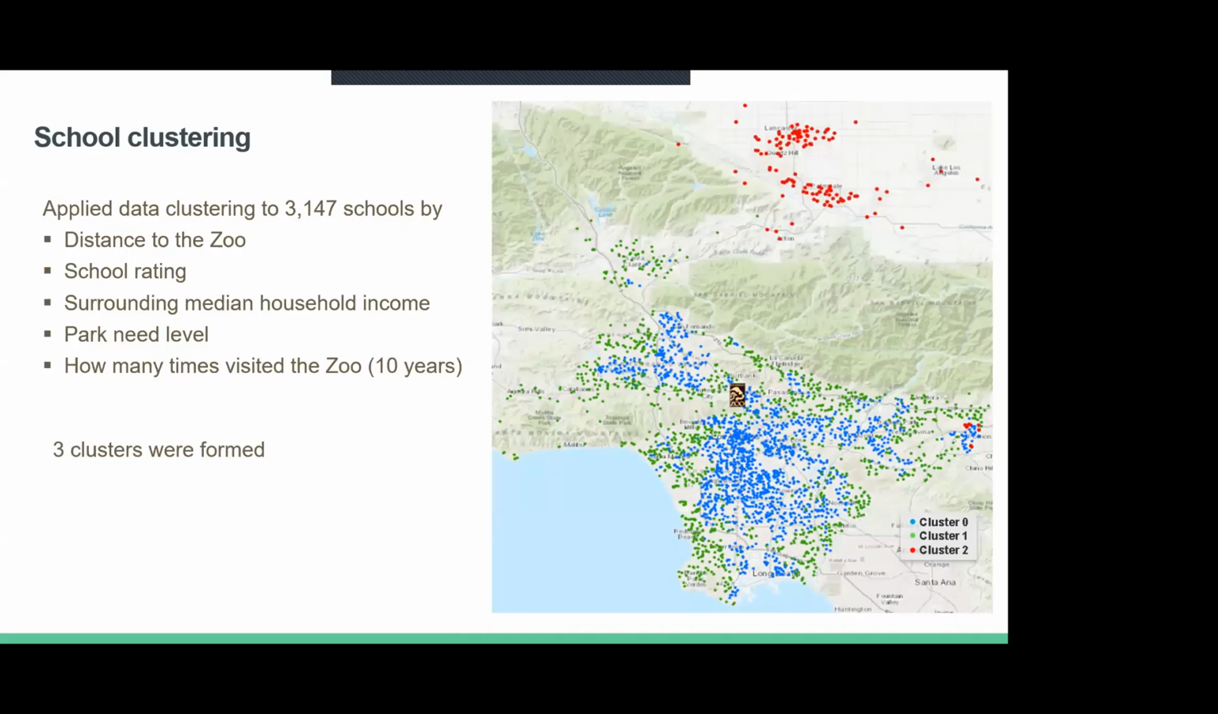After we have all these, we run the clustering, and there are some processes, but the outcome is we have 3 clusters, 0, 1, and 2 on the map. The blue, green, and red. The schools in the same cluster will have a lot of similarities in common.